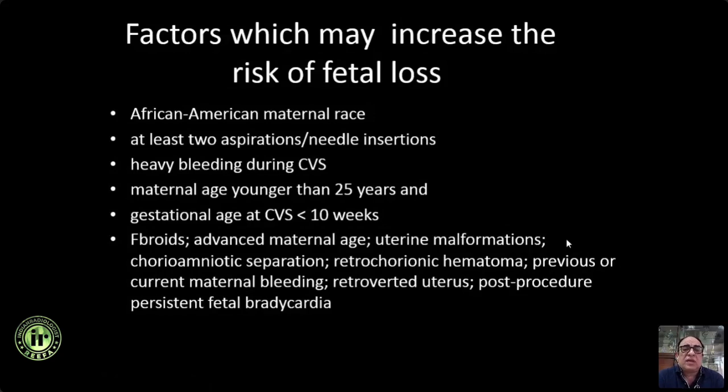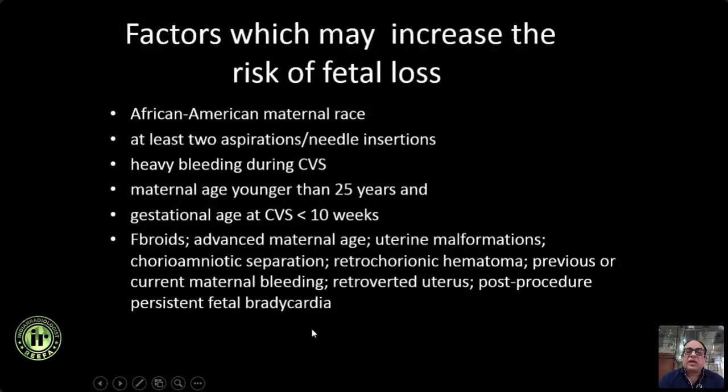Now, what are some of the risk factors which you should look for? As I said earlier, if you're going to do multiple aspirations, you need to train yourself very well. If you've got a lot of bleeding during CVS, then you need to counsel the patient to be on bed rest. Younger patients are known to show more complications. Gestational age below 10 weeks, of course, we don't do it. And here is one point where I have seen a complication: where there were multiple fibroids. These patients do have an irritable uterus sometimes and can go into a spontaneous abortion.